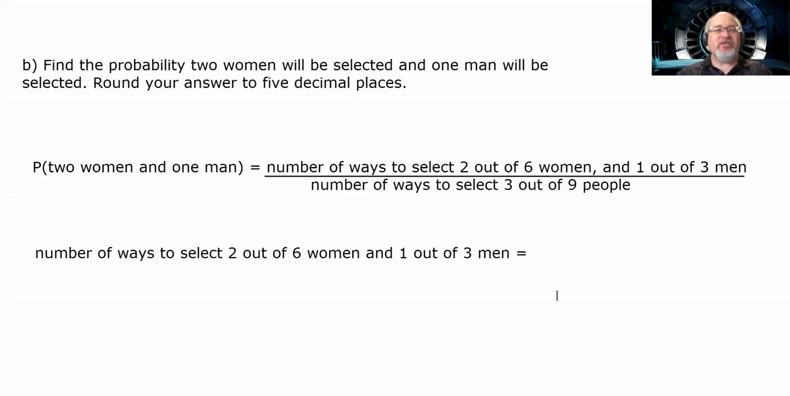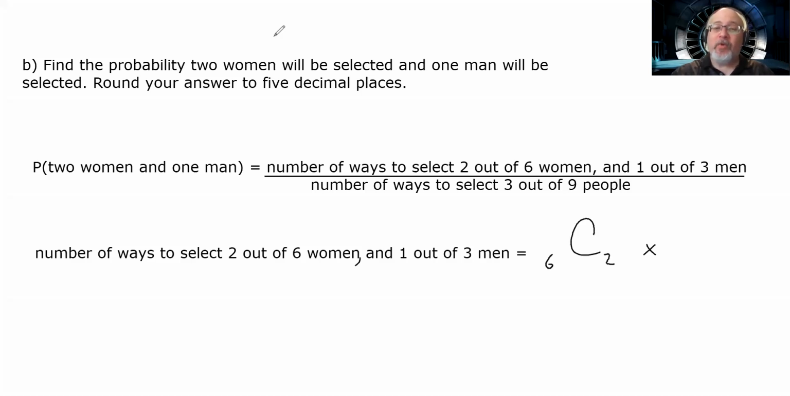The number of ways to select 2 out of 6 women and 1 out of 3 men, not sure why the comma disappeared, so we'll just draw that in, is a fundamental counting principle problem. How many ways can we select the women times how many ways can we select the men? Those look like fraction bars and they're not, so we'll get rid of them. How many ways can we select 2 out of 6 women? And remember, the order doesn't matter.